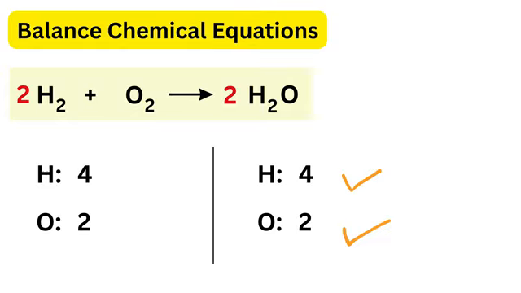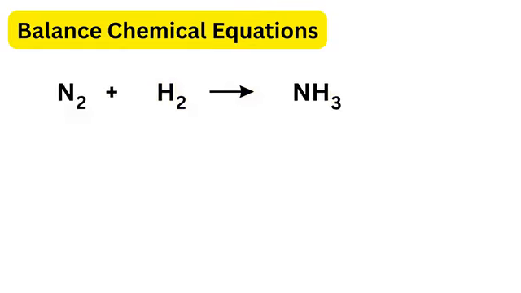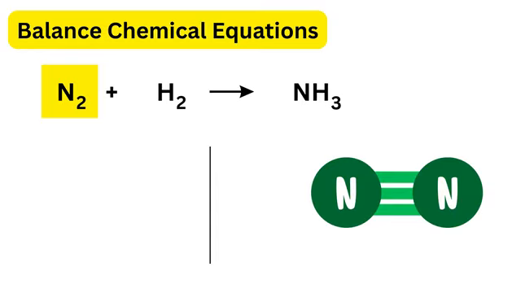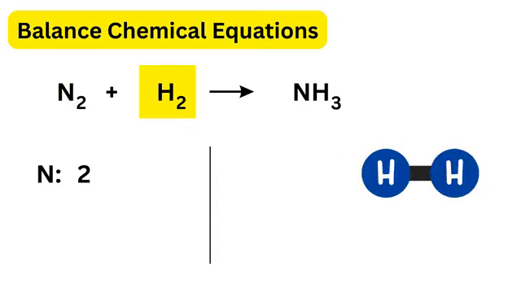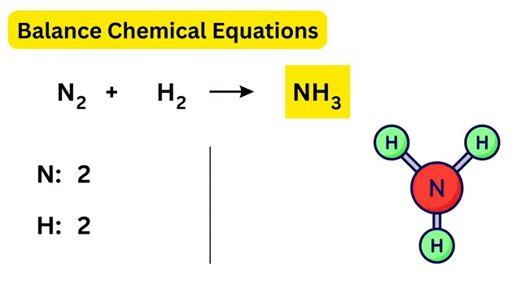Let's move to our second problem. Nitrogen reacts with hydrogen to form ammonia. This is the unbalanced equation that we have. Let's count atoms. On the left, we have N2, which means 2 nitrogens. We also have H2, which means 2 hydrogens. On the right, we have NH3, which means we have 1 nitrogen and 3 hydrogens.